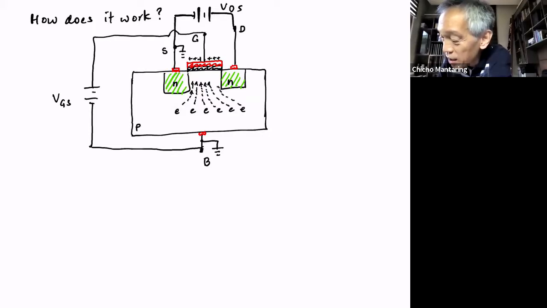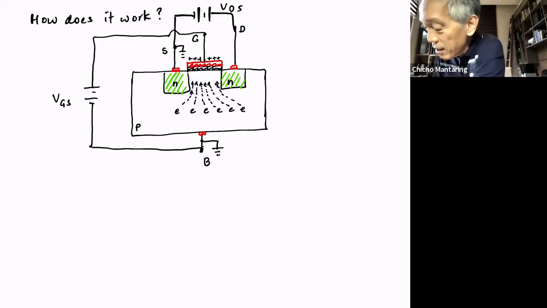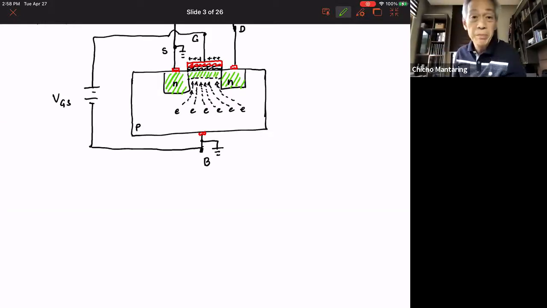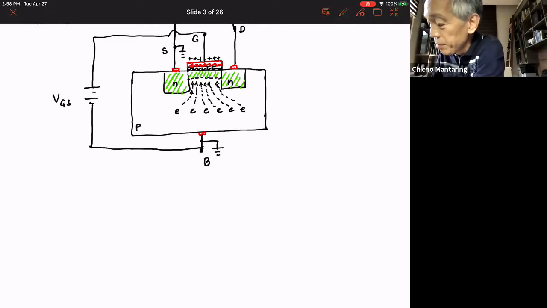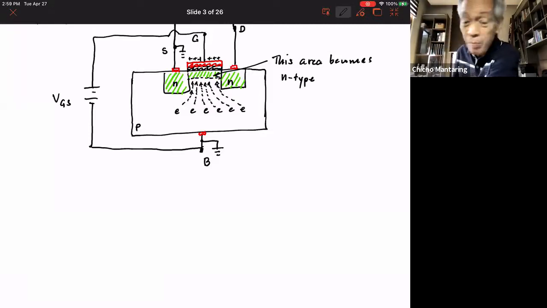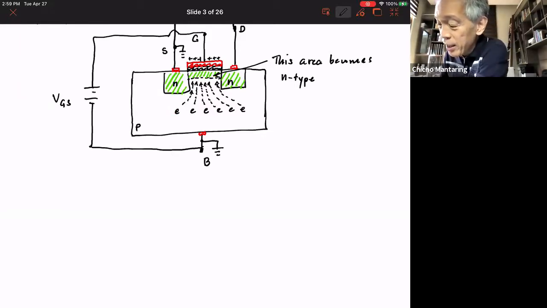All the electrons will go there. And what will happen? What will happen is, all of a sudden, because all the electrons went here, this will also become N-type. So this particular area becomes N-type. So originally it was P-type, but because all of the electrons went there, this area becomes N-type.